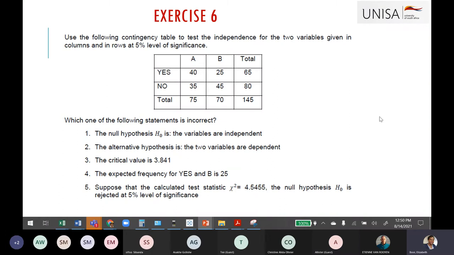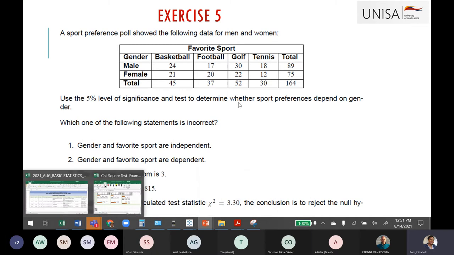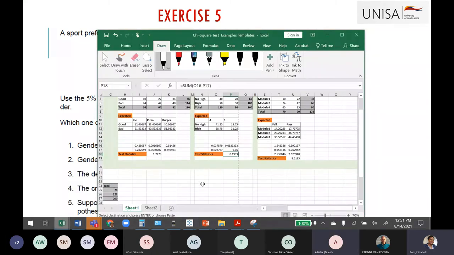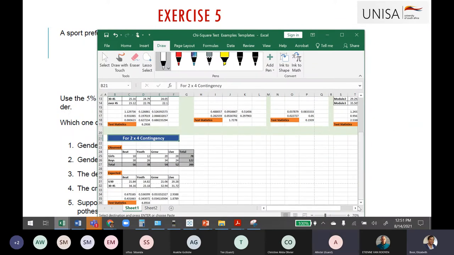So let's look at the next activity, which is, okay, so this one also is a 2x1, 2, 3, 4. It's a 2x4. So it means I can go to my Excel template and look for a 2x4 contingency table, which is the bottom one.